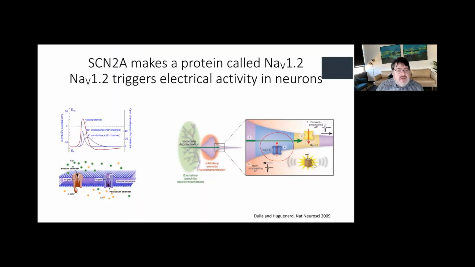And we know that SCN2A makes a very important protein that's called an ion channel protein. And when it's converted from a gene into a protein, which is what genes do, it is called NAV1.2. So SCN2A is the gene name. NAV1.2 is the protein that's made by the gene SCN2A. And what does NAV1.2 do in the human brain? And we know from years and years of work that NAV1.2 triggers electrical activity in neurons.